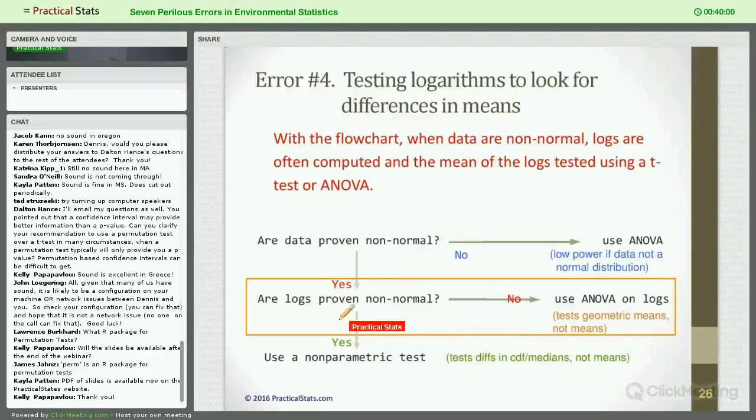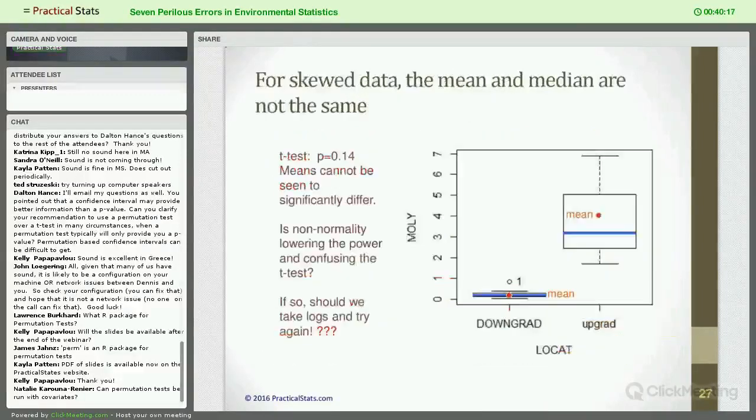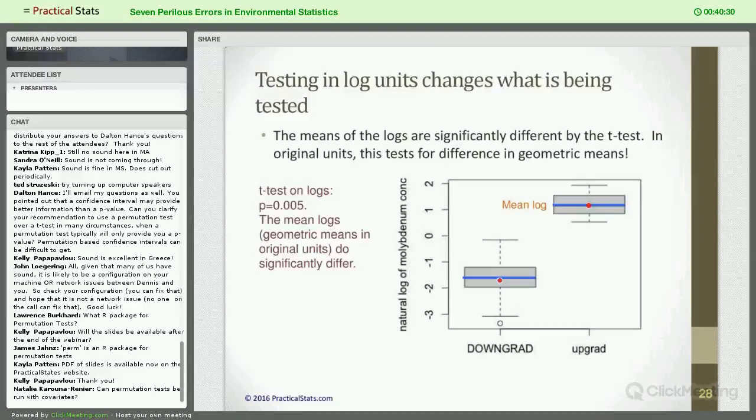All right, moving down to the last error with the flowchart, and then I'll skip through the rest pretty fast. These are really the ones I think are the most important right now because they're the ones that I see most commonly. So jumping down, take logs, run an ANOVA or a t-test on the logs if the data looks skewed to begin with. What are we doing when we take logs? We're putting the data on a different scale. So maybe I should try in this case to take logs and run a t-test. That would be the thinking here in the old way of doing things.